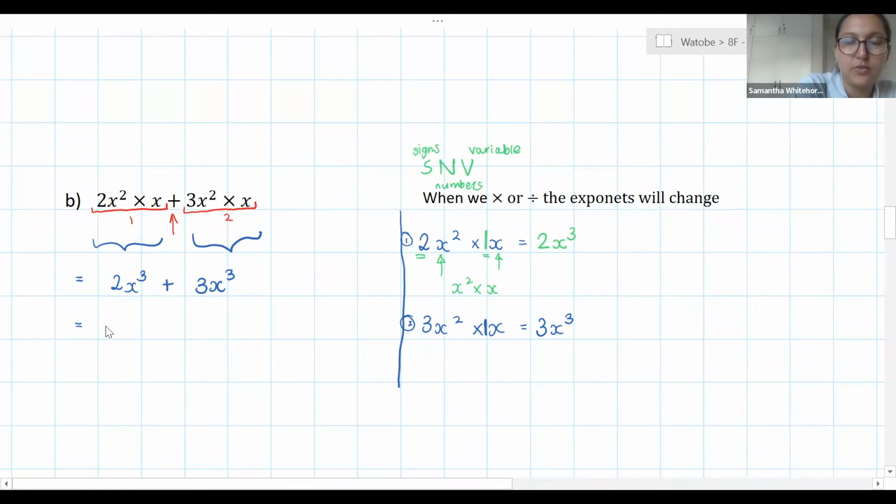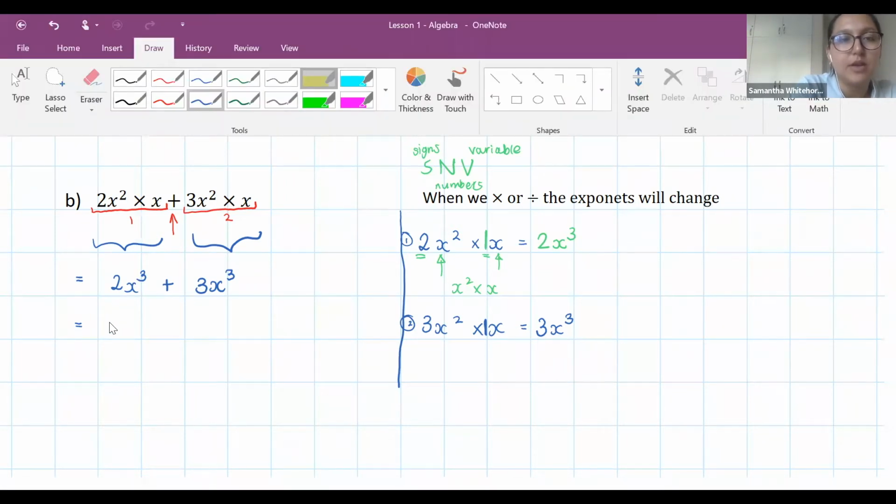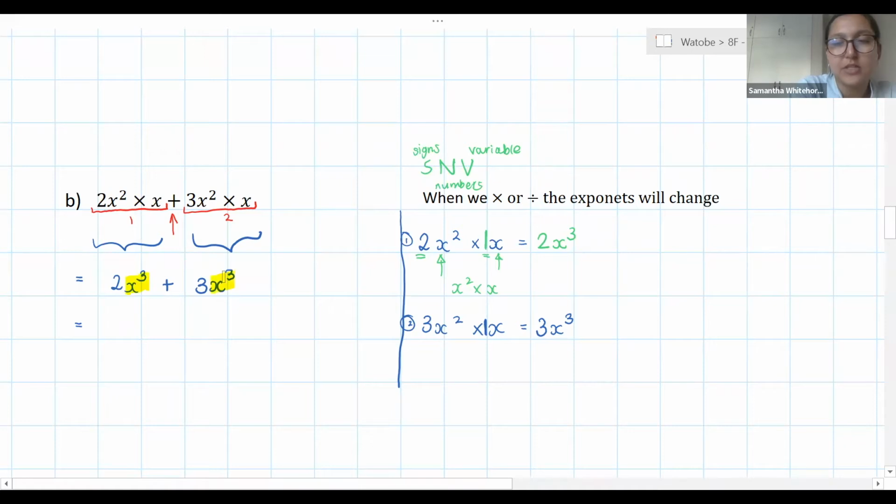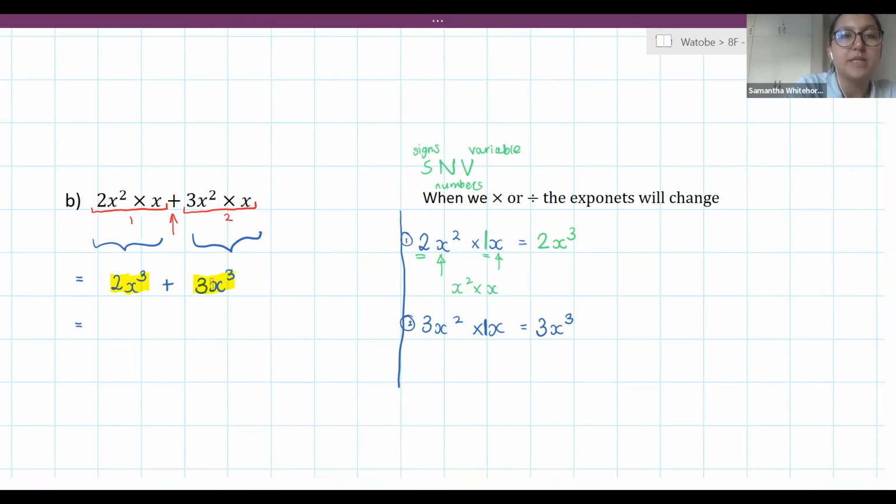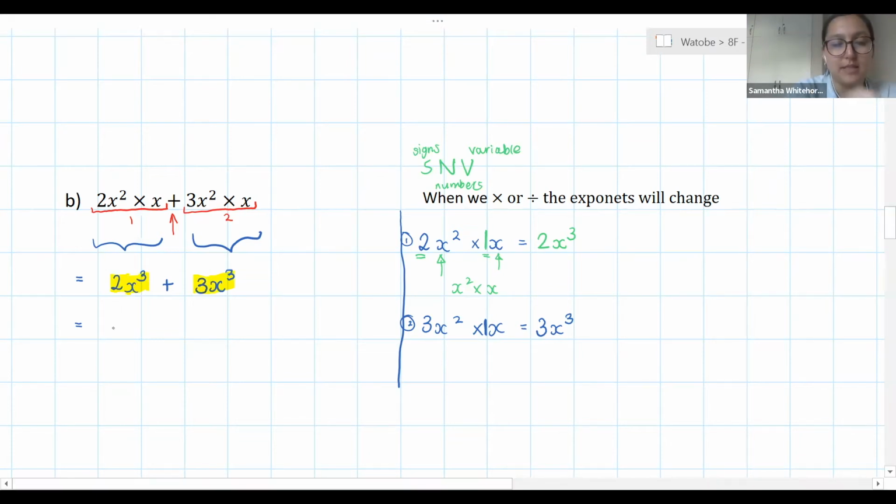Right. 2 of the 3 responses are yeses, which I completely agree with. We've got an x cubed and an x cubed, same variable, same exponent. So these are then like terms, which means that I can go and add them together. Does someone want to put it in the chat, or raise their hand? What is my final simplified answer when I add these terms?